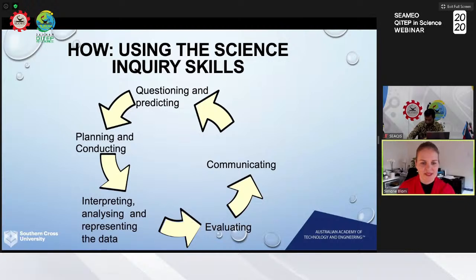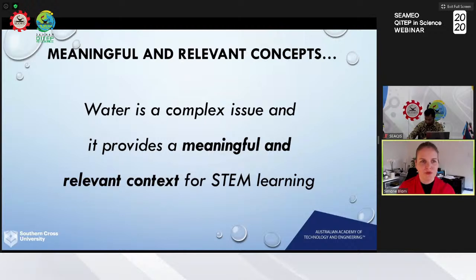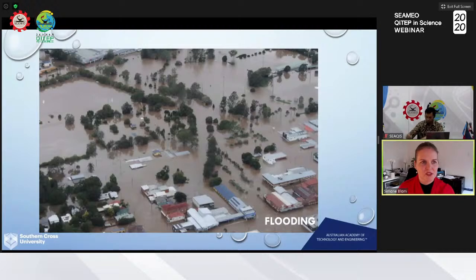As I stated, water is a really meaningful and relevant concept. It's a complex issue, but it provides very meaningful learning for our students in STEM. So this is in Australia a few years ago in my town. I live in a small regional town in New South Wales. There are about 25,000 people in the regional area. There's a lot of farming community and we experienced some severe flooding.